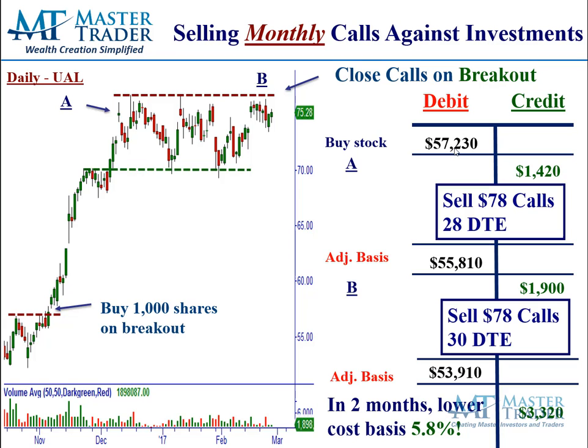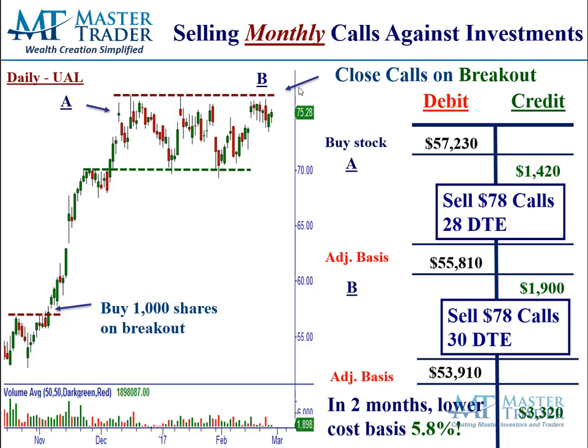So if you buy 1,000 shares here at this price, it would have cost you a little over $57,000. Now, in this case, we're going to sell the out of the money. I'm just going to use round numbers here. The stock's trading at $75. We're going to give somebody the right to buy our stock from them at $78 a share. Now, please let that sink in. It's $3 higher than where it is right now.